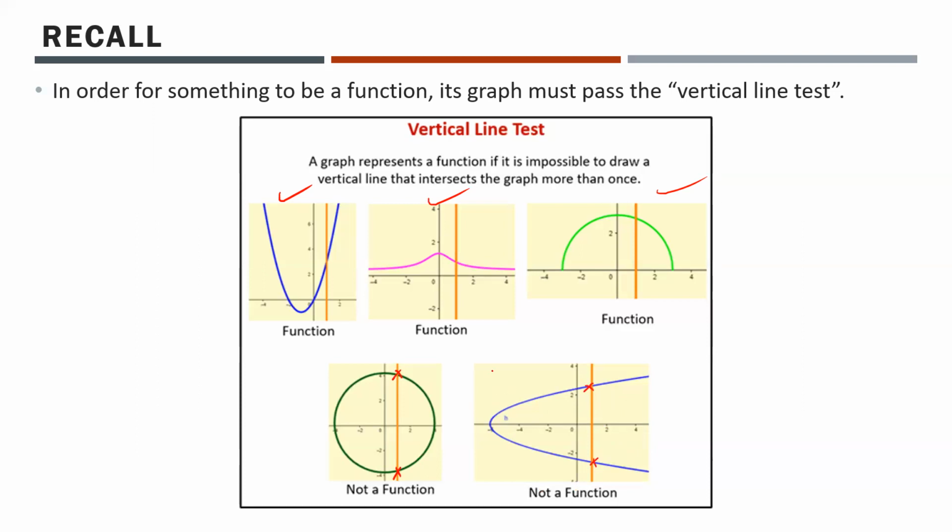You could say, oh, well, you could draw a vertical line right here and it would only cross once. But unfortunately, if you are able to draw a vertical line and have it cross more than once anywhere on the whole graph, immediately it's not a function. It's failed the vertical line test.